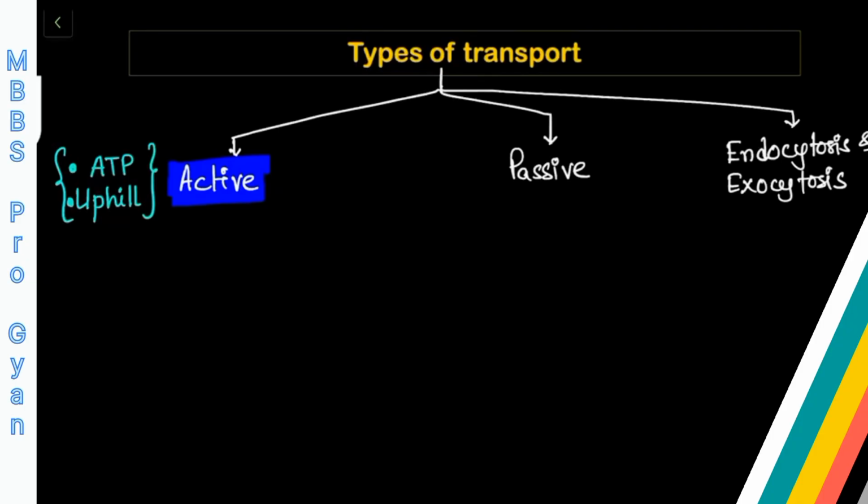And the opposite is true for passive transport, meaning no requirement of energy, adenosine triphosphate is not required, and transport will occur from high solute concentration to low solute concentration. That is known as downhill transport. So no ATP is required, and downhill transport is typical of passive transport.